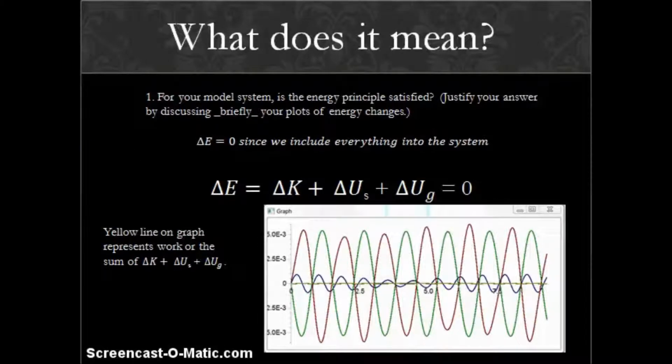So for the first "what does it mean" question, the energy principle is definitely satisfied, and that was because we included everything into our system: the mass, the spring, and the Earth. So delta E was supposed to be 0, and when we plotted these three, it did turn out to be 0, which was represented by the yellow line. So yes, it was satisfied.